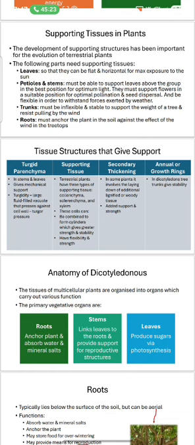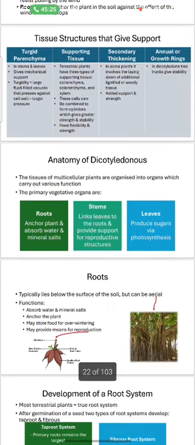So, anatomy of dicotyledonous plants. The tissues of multicellular plants are organized into organs which carry out various functions. The primary vegetative organs are the roots, stems, and leaves. Roots anchor the plant and absorb water and mineral salts. Stems link leaves to the roots and provide support for reproductive structures, and leaves produce sugars via photosynthesis.